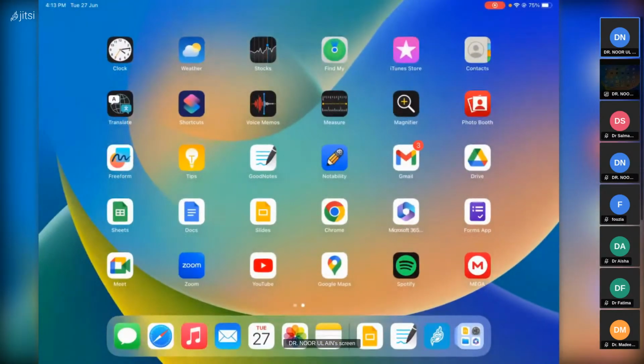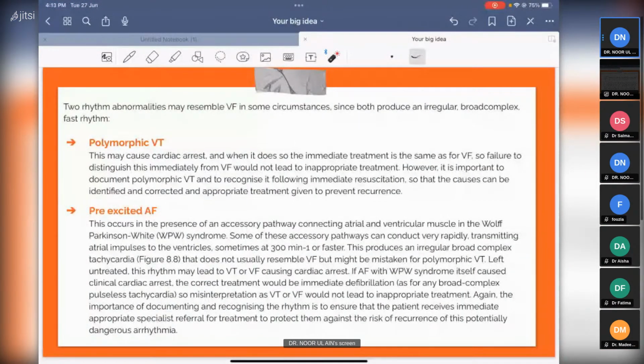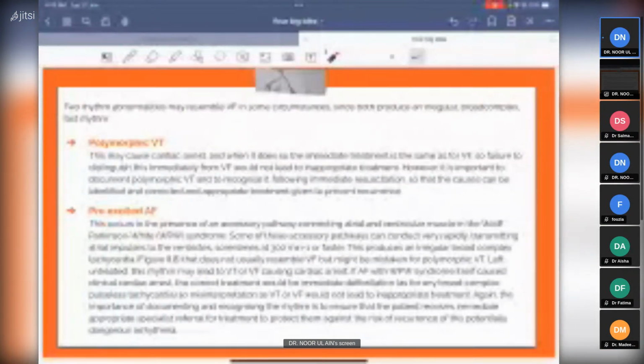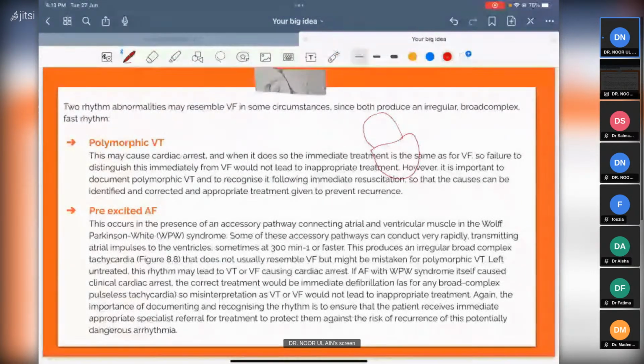Okay. So a pre-excited AF is literally Wolff Parkinson White syndrome. Okay, what is happening in it, I'll tell you. I have explained to you that if this is your atria and your ventricle, always the SA node, this is the atria, this is the ventricle, this is the AV node. Activity comes from the SA node to the AV node, right?